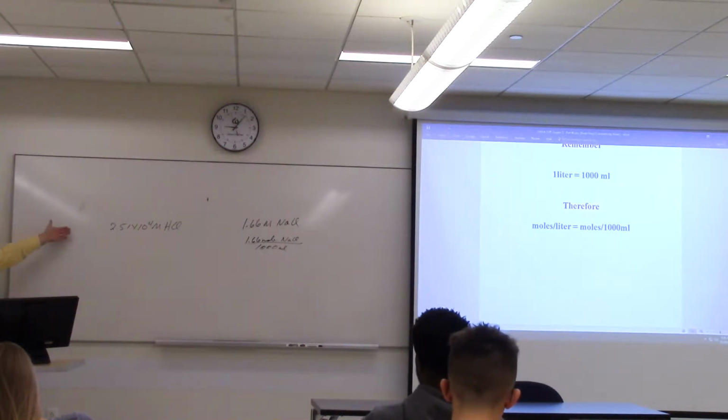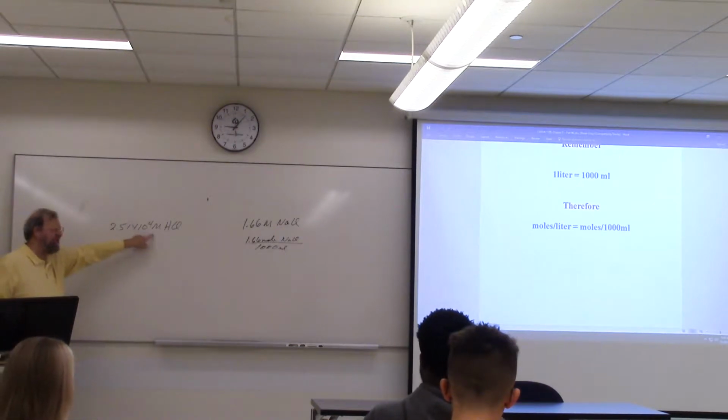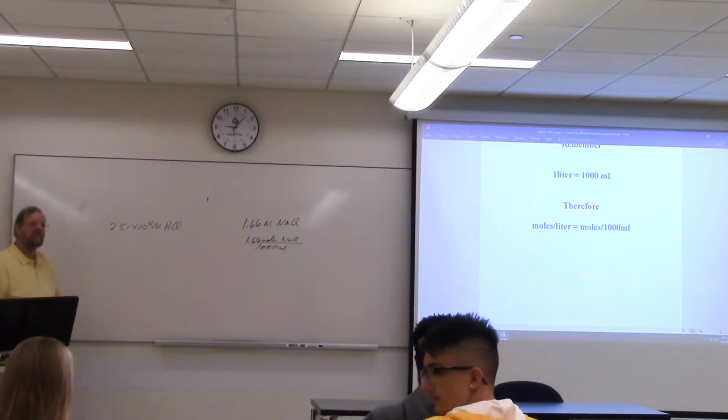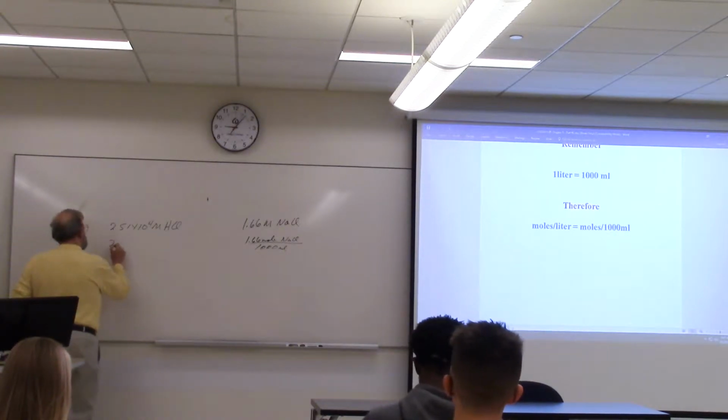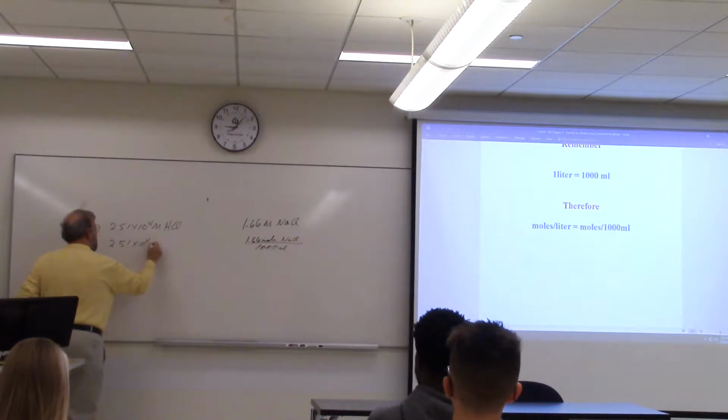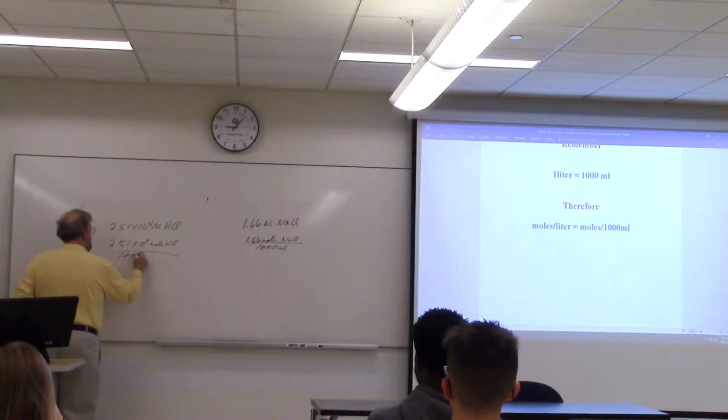Alright, let's take a look. What does this mean? As soon as you see capital M, you know molarity, which is moles per 1,000 milliliters. Therefore, what this means is 2.51 times 10 to the 4th moles of HCl per 1,000 milliliters.